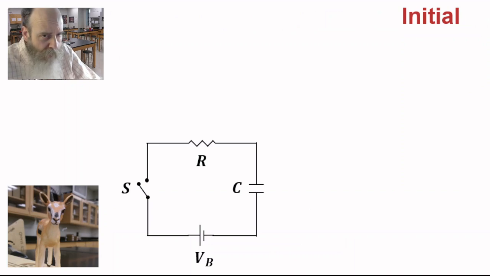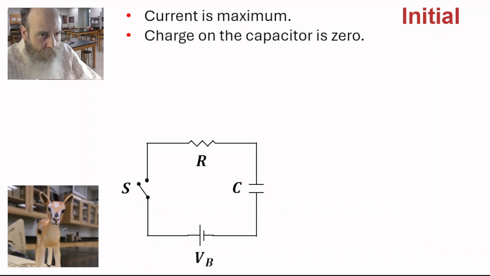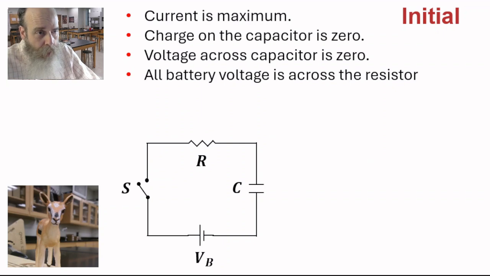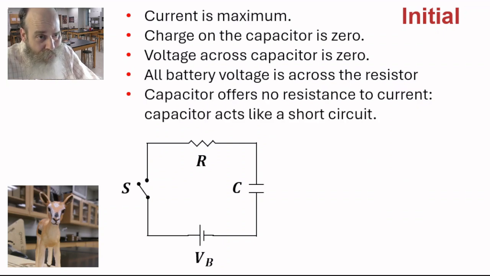Here's a summary of what we find for the initial values of the parameters. Initially, the current is maximum. The charge on the capacitor is 0. The voltage across the capacitor is 0. All battery voltage is across the resistor, and the capacitor offers no resistance to current. The capacitor acts like a short circuit.